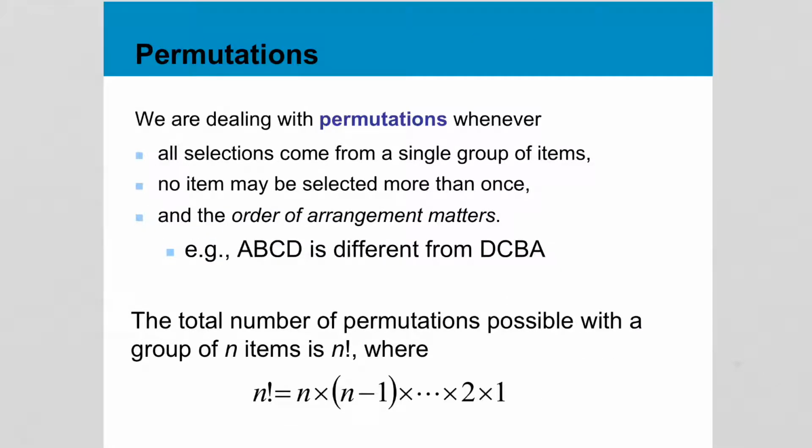We are dealing with permutations whenever all selections come from a single group of items, no item may be selected more than once, and the order matters. The total number of permutations possible with a group of n is n factorial. That's what that little exclamation mark is. And n factorial means this: 9 factorial would be 9 times 8 times 7 times 6 times 5 times 4 times 3 times 2 times 1.